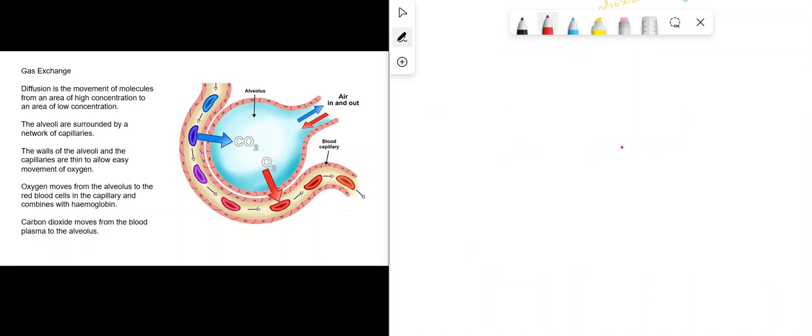So we have this process called diffusion, and the way to think about it is, imagine there's a lot of oxygen, all cramped into a tight space. So this is oxygen, O2, and we can say that here it's high concentration.